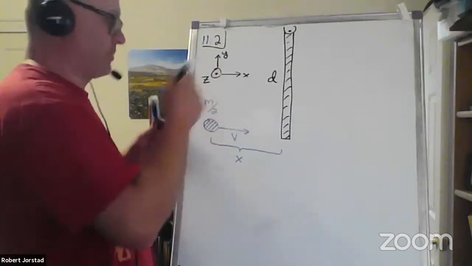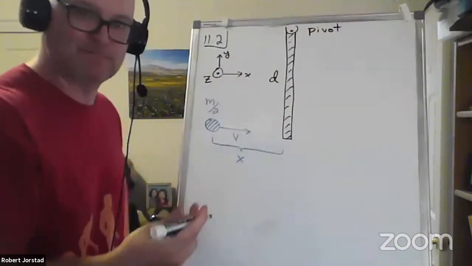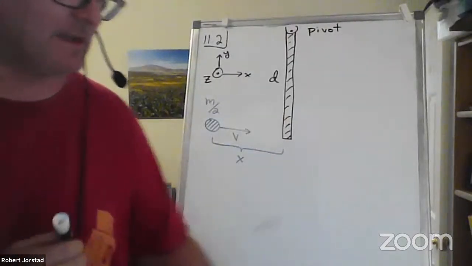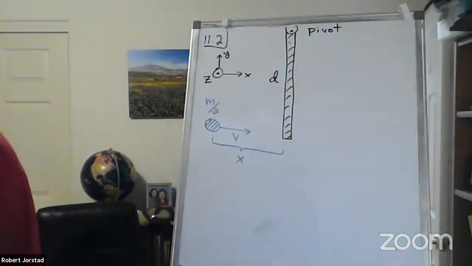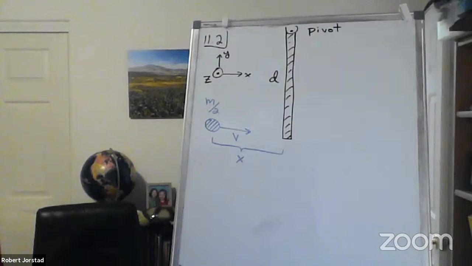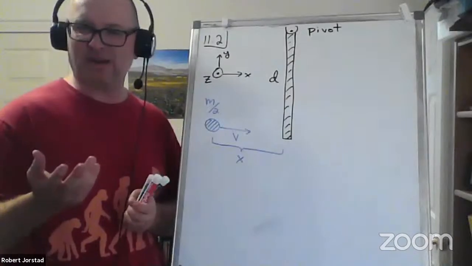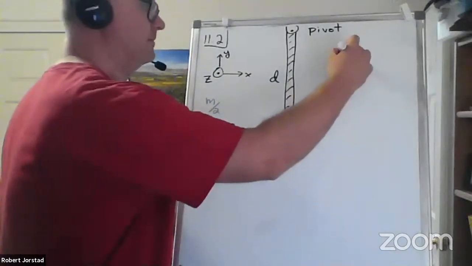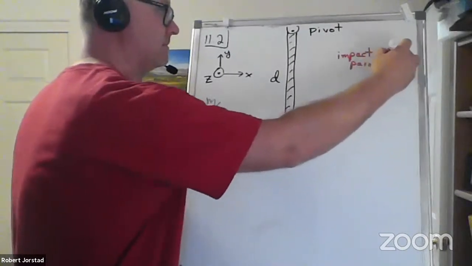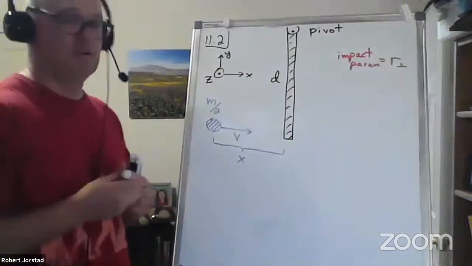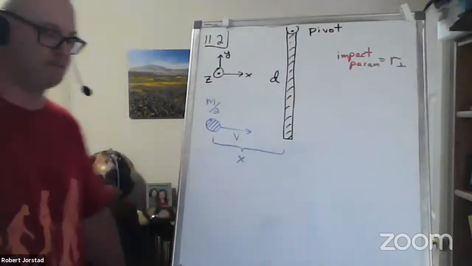In this case, I think it's pretty obvious we want to choose the pivot as the pivot point. Got it. That's part A. Part B, I believe, asks us to find the impact parameter. Is that right? Yes, impact parameter. So remember, impact parameter is R perp. What is that in this particular problem? Is it X? Is it D? Is it something else? What do you think?